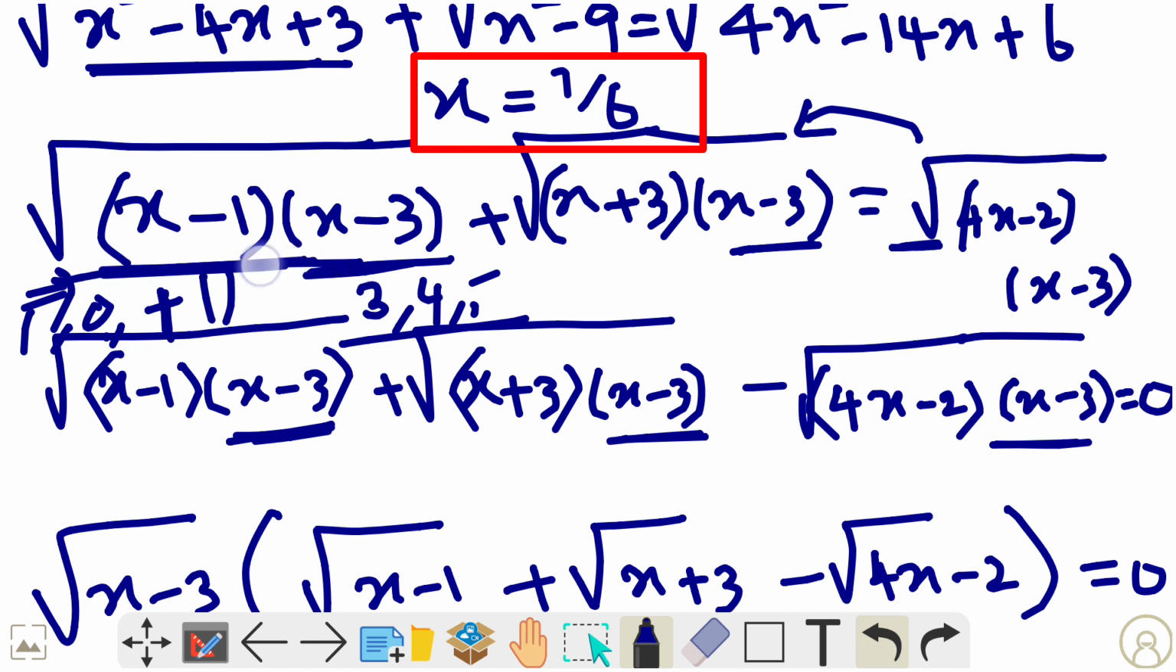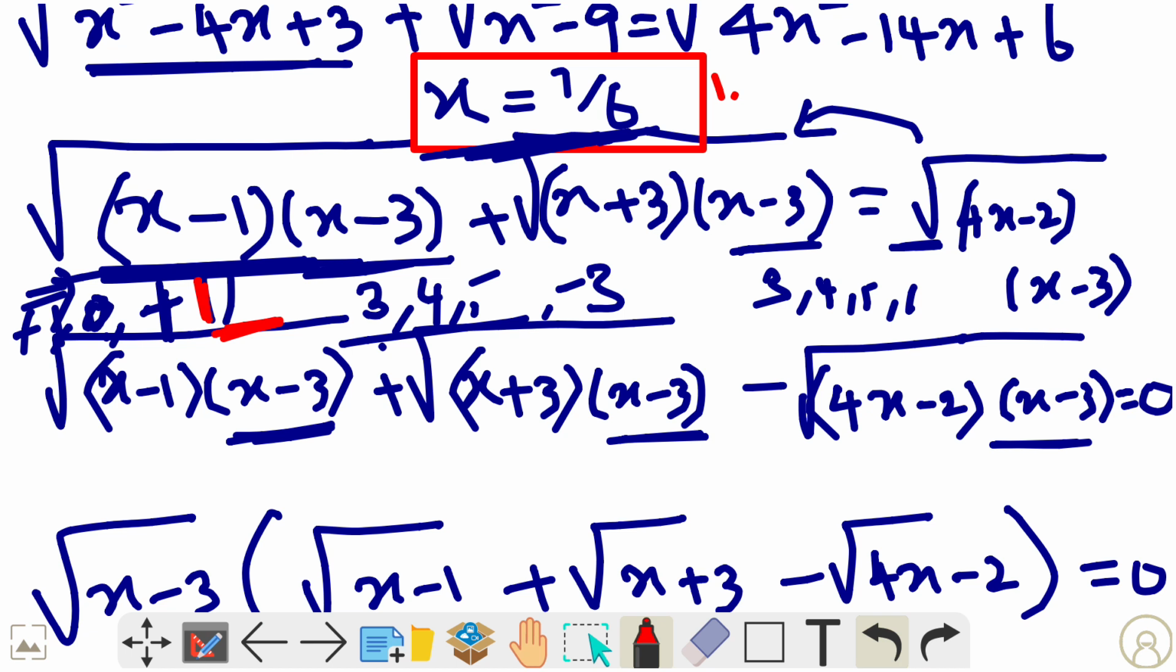This is the domain of this one, square root of x minus 1 into x minus 3. So this is my plus 1, 0, minus 1. These are all the domain of x, and here the domain of x is 3, 4, because when you have minus 1 inside the root, that is not defined. Using that idea, I'm going to find the domain. Here we have 3, 4, 5, 6. We found that x equal to 7 by 6. 7 by 6 is 1 point something, but we don't get 1 point something in the domain. So x equal to 7 by 6 is rejected.